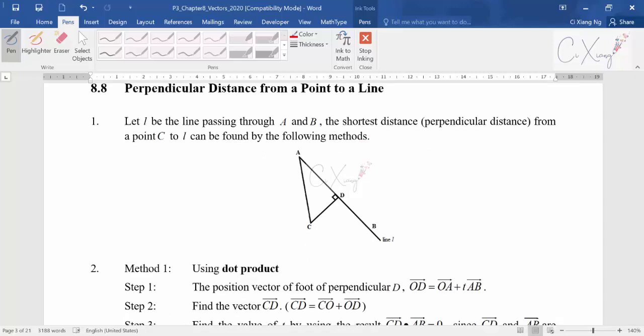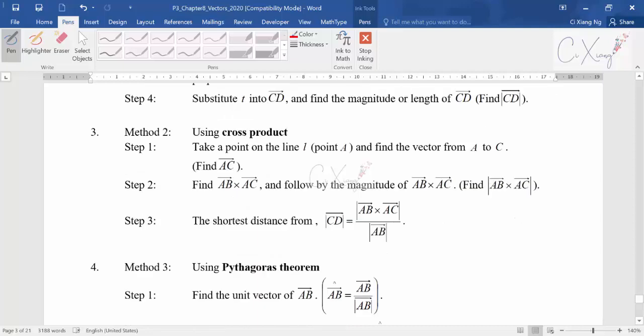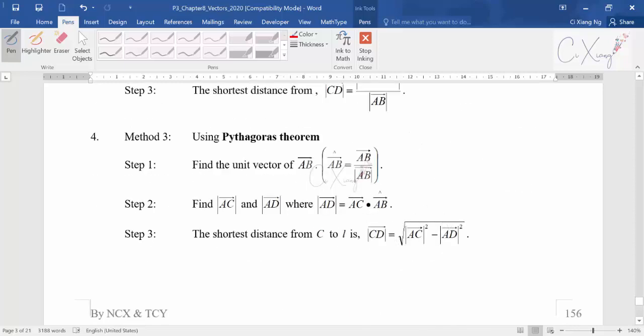For method 2 and method 3, using the cross product and the Pythagoras theorem, if you want to get the idea from the formula itself straight away, it's not easy. The formula is derived from a lot of other formulas before they come to this conclusion, so you might not know why this formula gives the shortest distance. It depends on you. For me, I will still focus on method number 1, and you can try to understand and figure out methods 2 and 3 yourself.